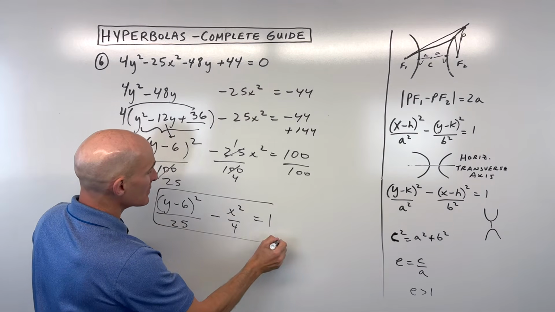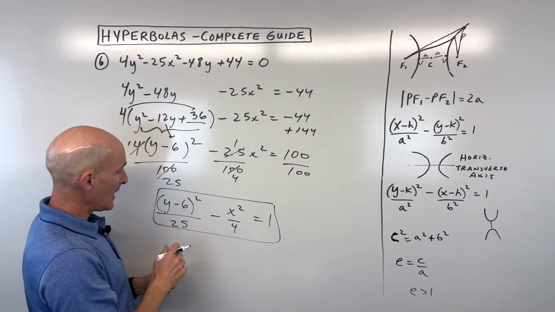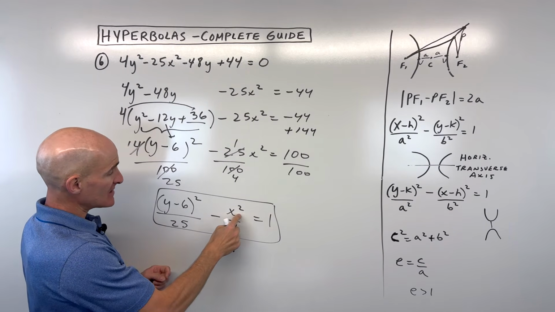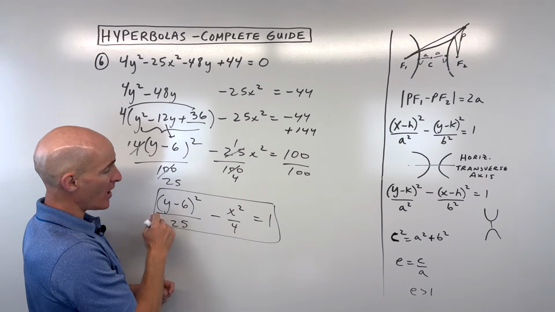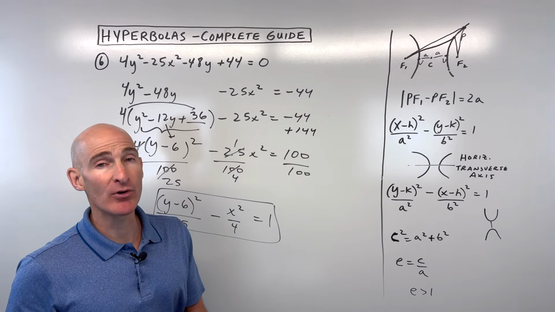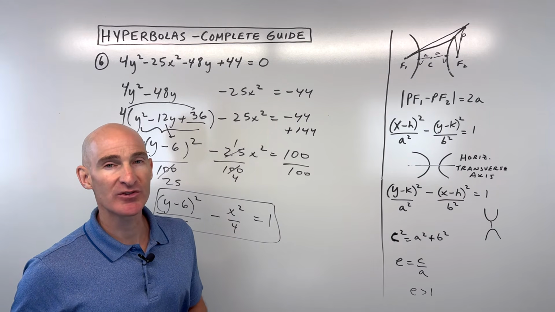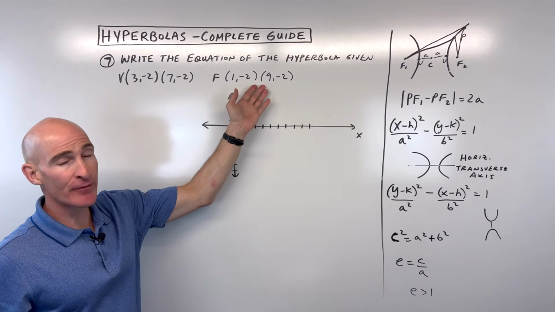You can see that this is a y squared type, so it's going to open in the vertical direction, up and down. And you can see that the center is going to be at (0, 6). Remember, the h is with the x and the k is with the y. And you know how to graph it from there. So now let's look at 2 more examples, a little bit different examples. Let's do those next.